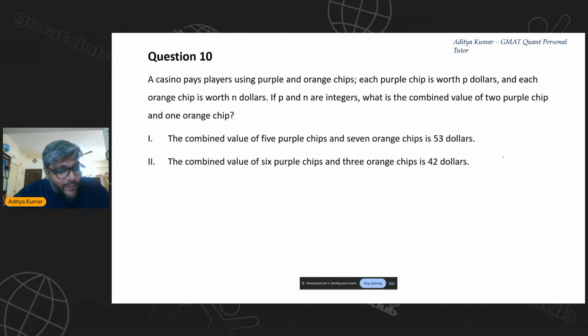But to be very truthful, I feel data sufficiency is the one where you can save time, because around 6 to 8 questions will be data sufficiency related, so you can save a good amount of time there, which you can invest in the graphs and the MSR.